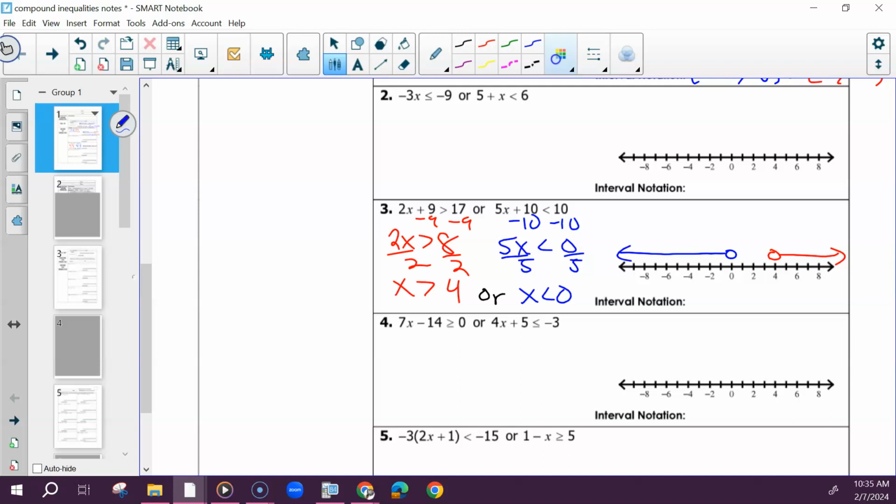What would that interval notation look like? Parentheses, negative infinity, comma, 0, parentheses, "or", parentheses, 4, comma, infinity. I didn't do this in two separate columns. Negative infinity, 0, both of those in parentheses, or parentheses 4 to infinity, also in parentheses. Questions on this?